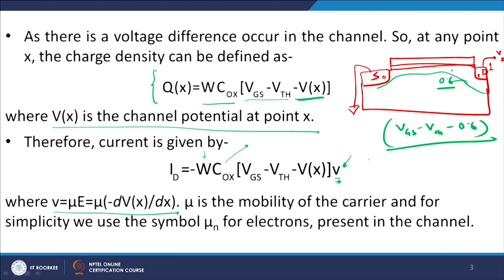I can replace this by ID equals to this mu, which you see from here, can be brought forward. So I can write down minus mu W C ox, VGS minus VTH minus Vx, into dVx dx, fine. Then what do you do? Then let us see how you go about it. You can then transfer dx on this side and let us see how it works out.